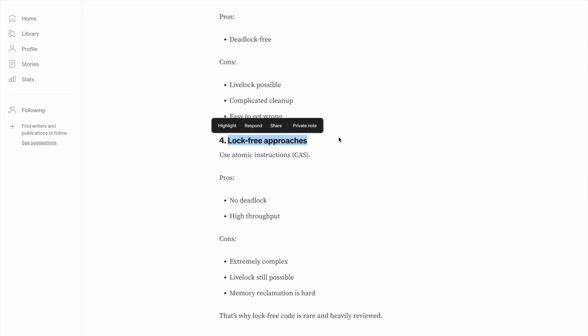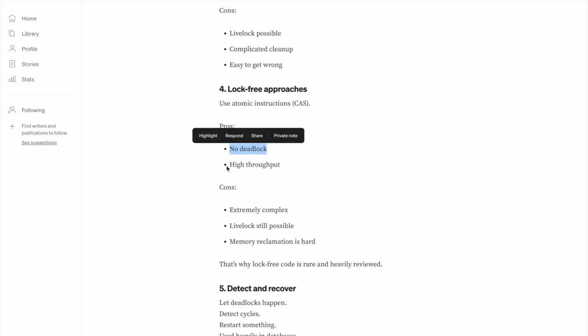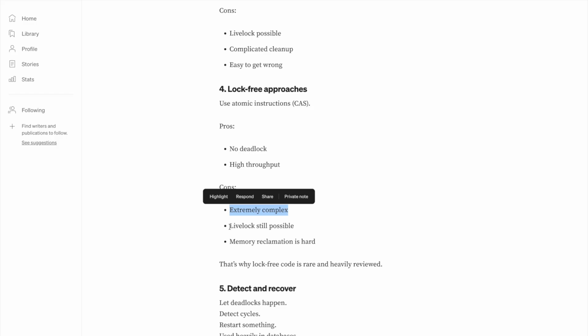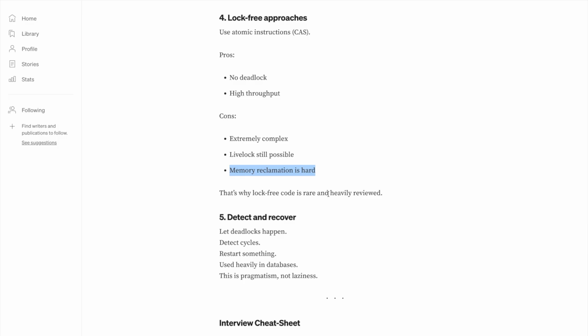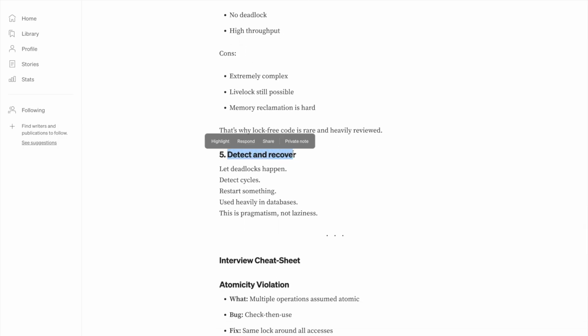Then the fourth is lock-free approaches like atomic instructions. Then also you will not have deadlock and you get high throughput, but it is extremely complex to implement. Livelock is still possible, and memory reclamation is hard. This is why lock-free code is rare and heavily reviewed. Finally, detect and recover: let deadlocks happen, detect the cycle, restart something. This is used heavily in databases. This is pragmatism, not laziness.